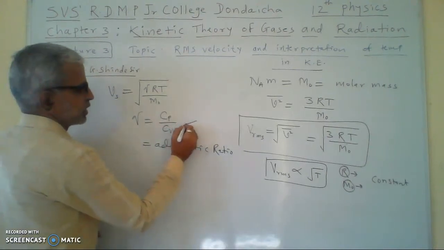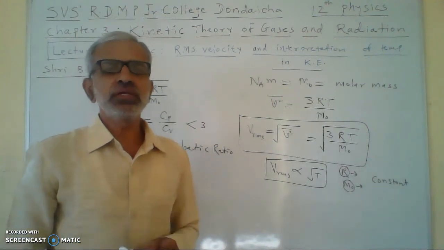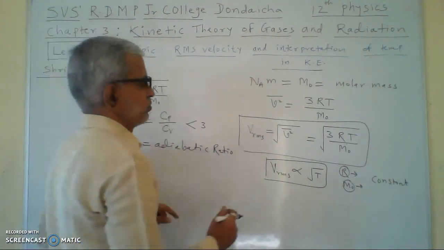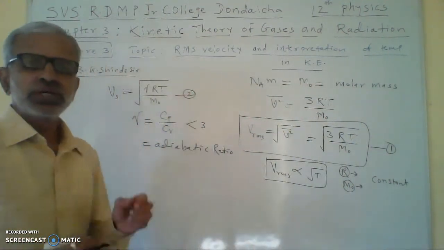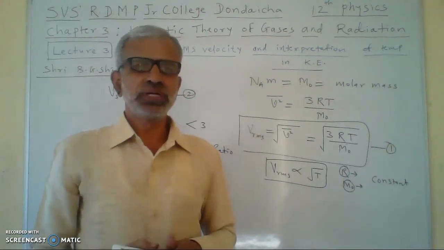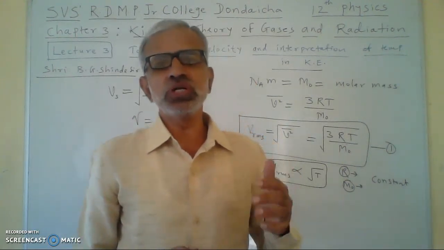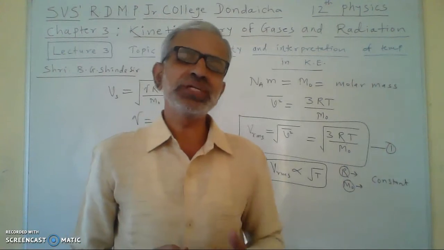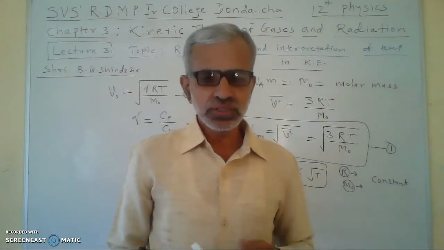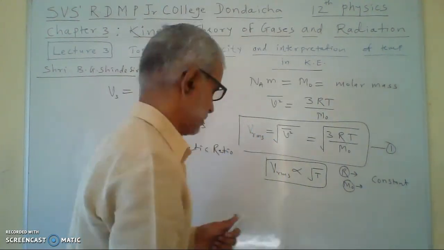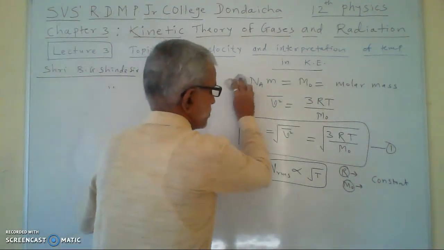And this value of gamma is less than 3 for sound, and since it is less than 3 for sound, from equation 1 and also from equation 2, it is clear that the speed of sound is less than the speed of the molecules of the gas. So the average speed of the molecules of the gas is always greater than the speed of sound. This is also one of the conclusions of this article. So this is all about the RMS velocity.